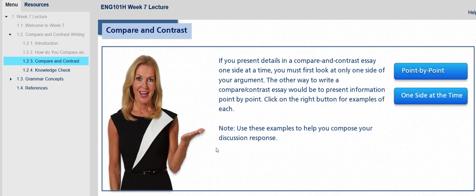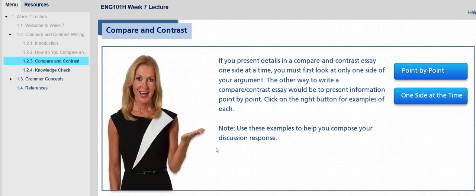So that means that in your Week 7 forum, you can either write your outline as a point-by-point outline, if that's what you're going to use for your outline. And remember, point-by-point is just like a 5-paragraph essay structure, alternate method. One side at a time means that first you write about one side in one paragraph, then you write about another side in another paragraph.